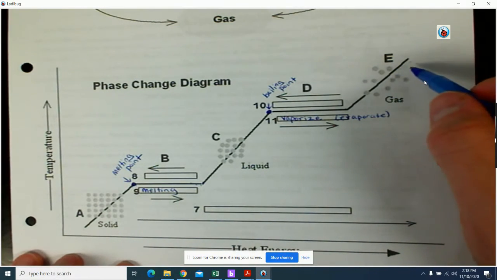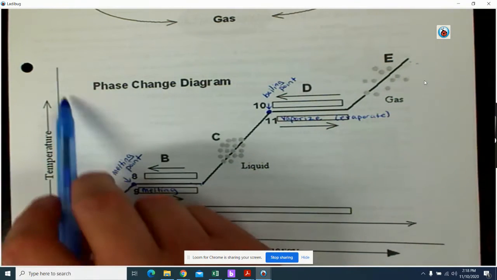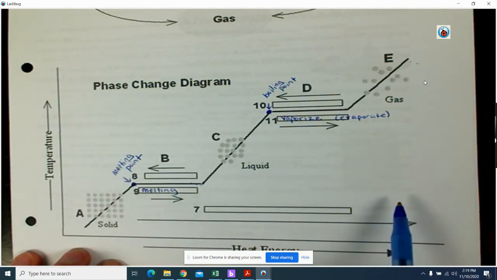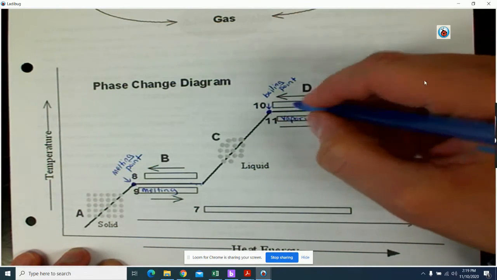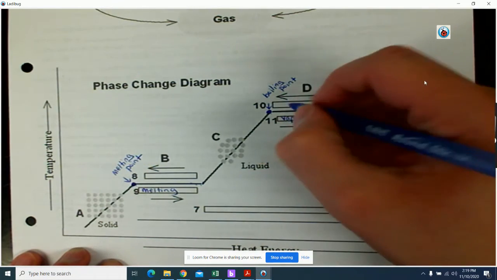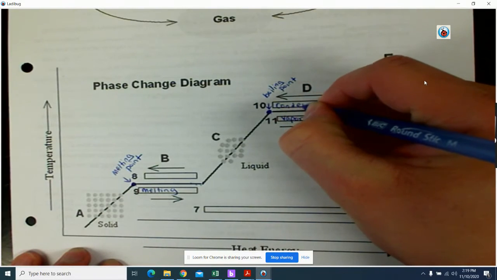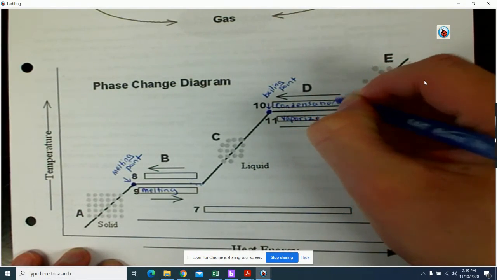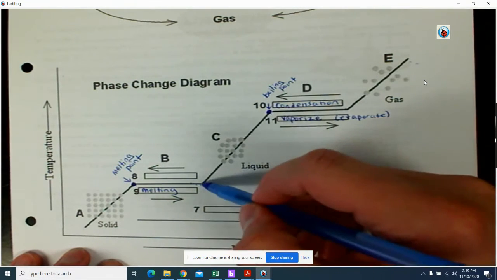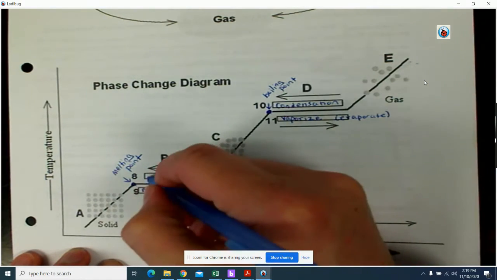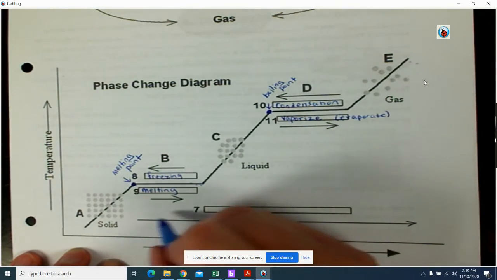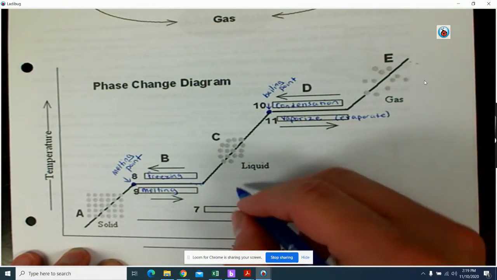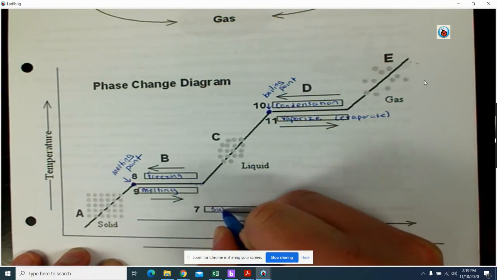Now, sometimes you'll see the graph flip-flopped so that it starts high and comes down to the right and temperature decreases. This would be the opposite. So gas to a liquid is condensation. And then if we go from a liquid and become a solid, then we are freezing. And of course, if we go from a solid to a gas and skip this whole liquid phase, then that's sublimation.